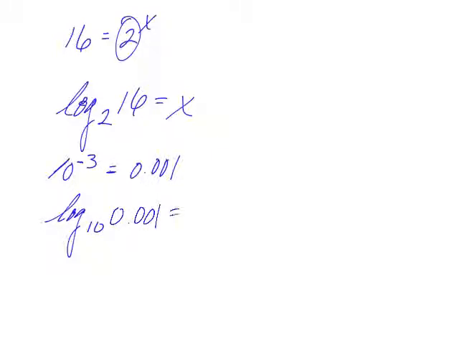0.001 equals my exponent, which is negative 3. So that's how I would write that.